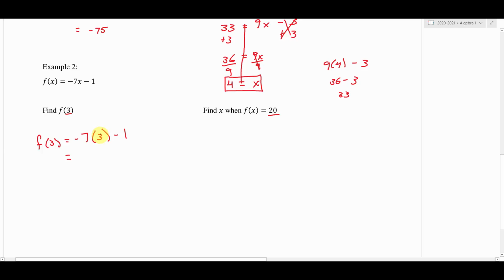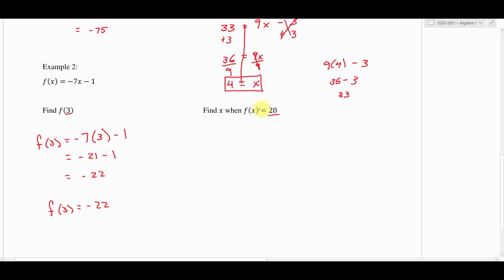When I multiply negative 7 times 3, I get negative 21 minus 1. And then negative 21 minus 1 is negative 22. So that tells me that when I put a 3 in, I get a negative 22 out.